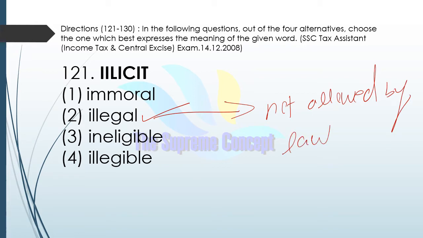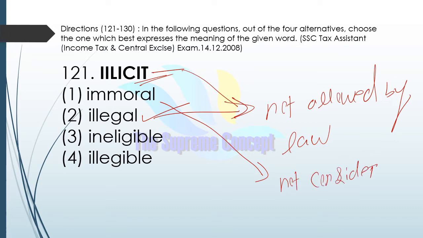That is illegal. Illicit is the same thing, which is not allowed by law, not approved by the normal rules of society, especially illicit, which is illegal. And then we have immoral. Immoral means not considered to be good or honest, having no moral values, not considered honest or moral, we can say.